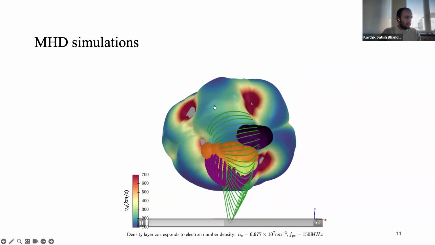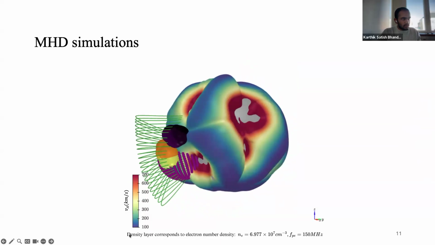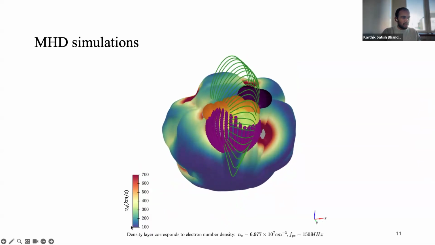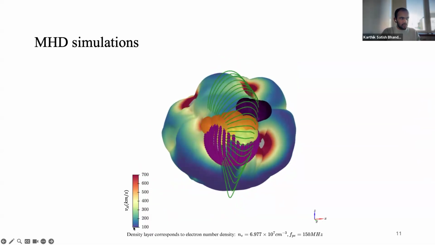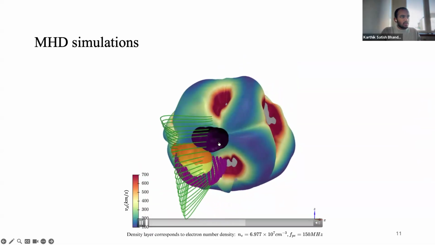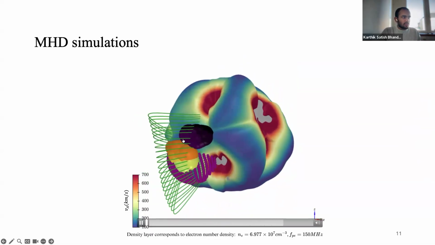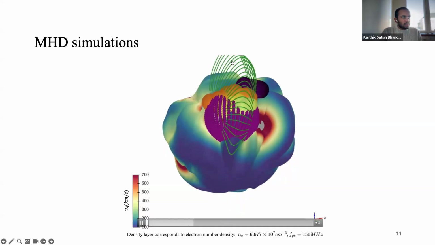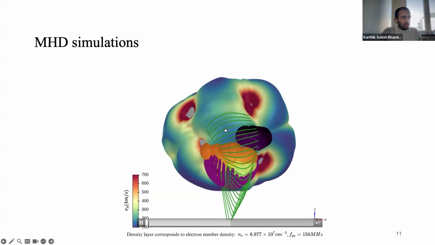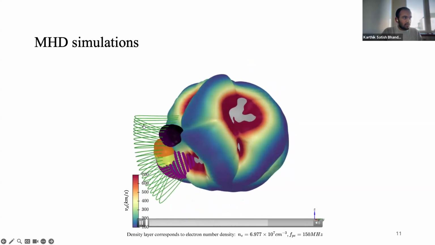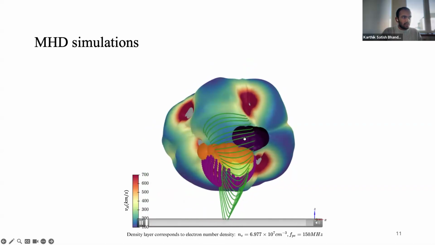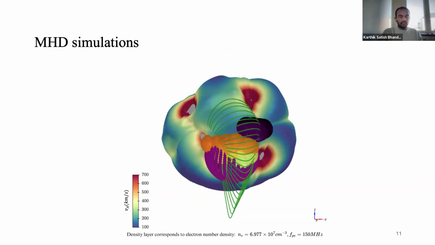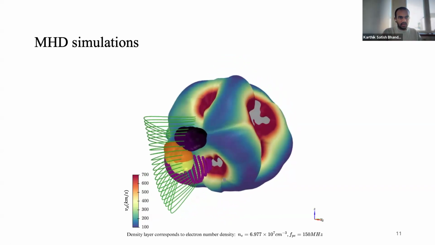The density surface is overplotted with a color map showing us the Alfvén speed on the surface. What we notice is these radio sources lie in the regions of low Alfvén speed. And they're often found really close to these closed magnetic field lines, which are the low coronal counterpart of the streamers which we observe in coronagraphs.